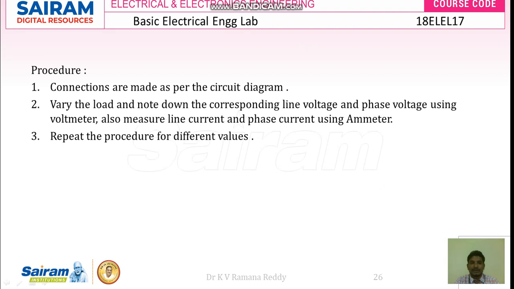Next, procedure. Connections are made as per the circuit diagram. We are going to vary the load for different steps, and we are going to note down the corresponding line voltage and phase voltage using voltmeters, also measure the line current and phase current using ammeters. And we are going to repeat this procedure for different steps to verify the relation between line voltage and phase voltage, that is same, and the relation between line current, that is √3 times its phase current, and the relation between phase current and line current, that is 1 by √3 times the line current is equal to the phase current.